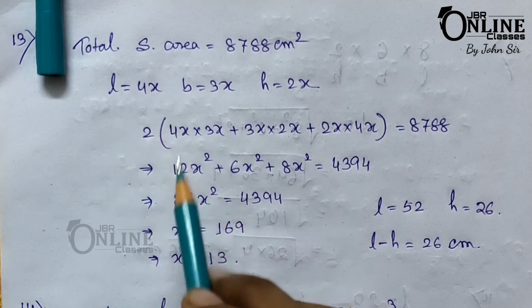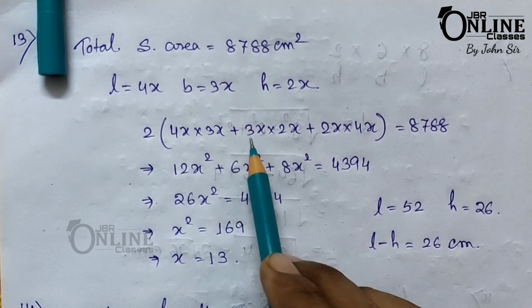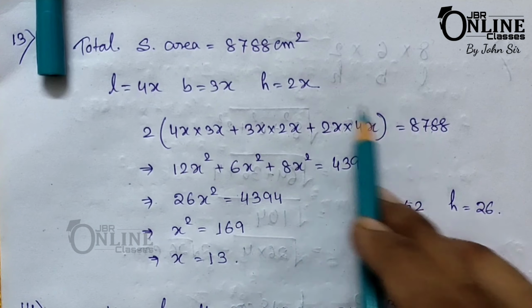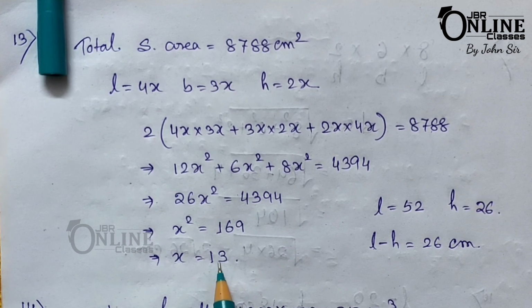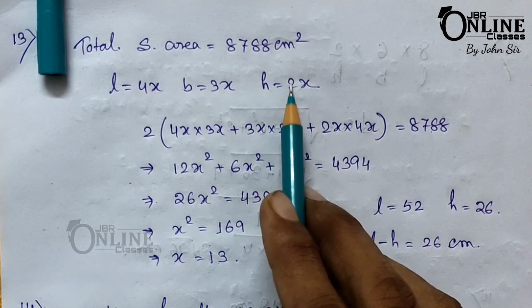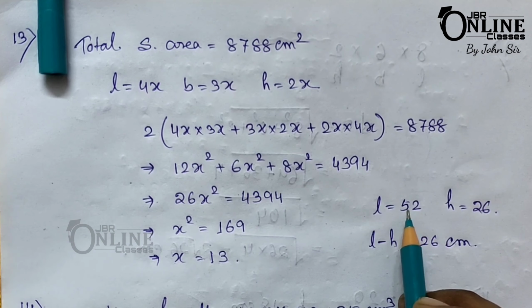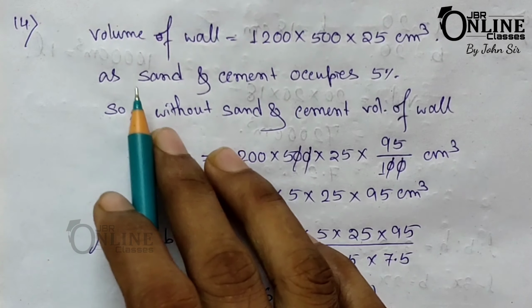So according to the formula of total surface area, 2 into (LB plus BH plus LH), and that equal to 8788. Now from that equation you can easily find out the value of x. So here x equal to 13. Now if x equal to 13, then length equal to 4 into 13, 52, height equal to 2 into 13, 26. Now you have to find out the difference between length and height, and that equal to 52 minus 26, that equal to 26.